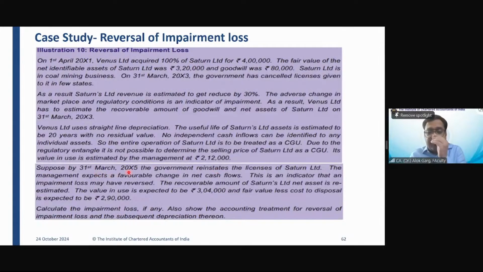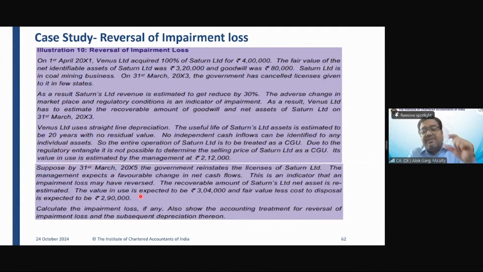Suppose by 31st March 2005 the government reinstates the license. Now what did the government do? It gave the license back. The management expects a favorable change in net cash flows. This is an indicator that an impairment loss may have reversed. The recoverable amount of Saturn Limited net asset is re-estimated. The value in use is expected to be rupees 3,04,000 and fair value less cost of disposal is expected to be rupees 2,90,000. So what is my recoverable value? 3,04,000, the higher of fair value less cost to sell and value in use.